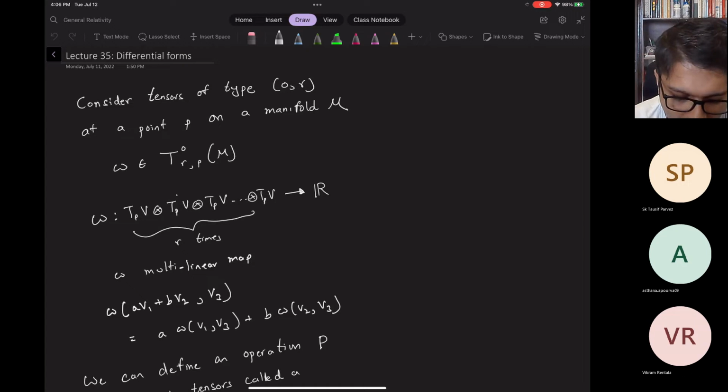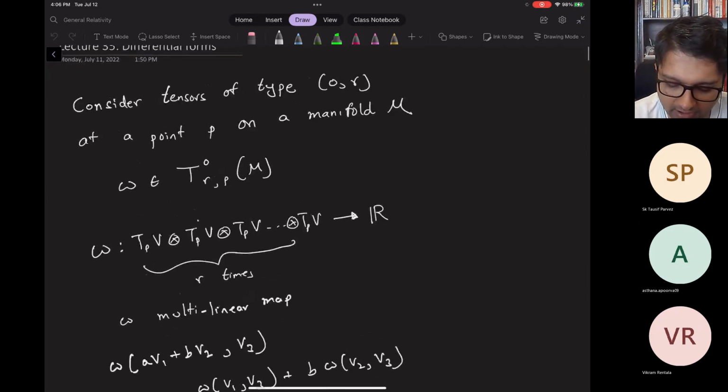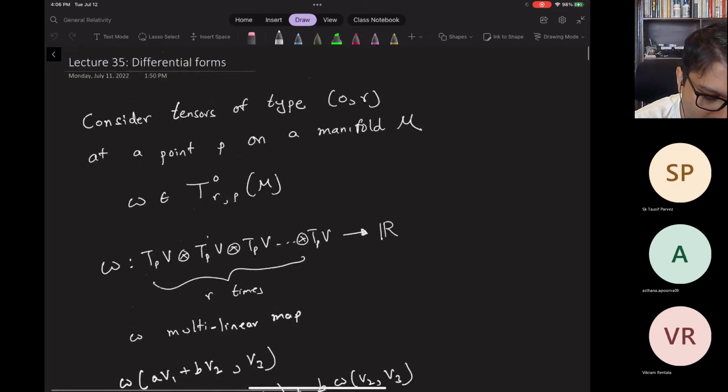Okay, so today what we're going to do is go back to just manifolds, plain old manifolds without a metric. And we're going to discuss a class of objects called differential forms. Differential forms are objects which are defined on manifolds, and they're actually a subclass of tensors with dual vector type indices.